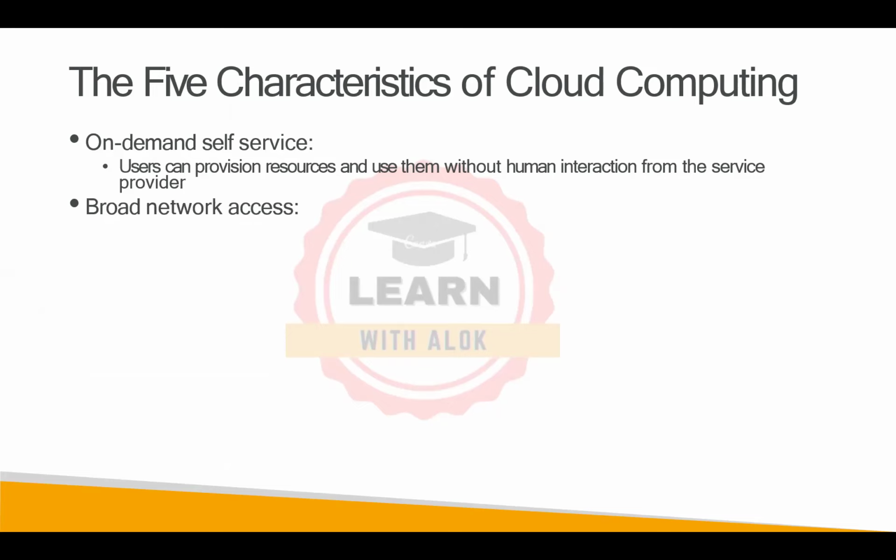Now, broad network access. Obviously, public cloud has broad network access. AWS has its network all over the world: its availability zones, its regions, US East, US South. These are all across the globe.